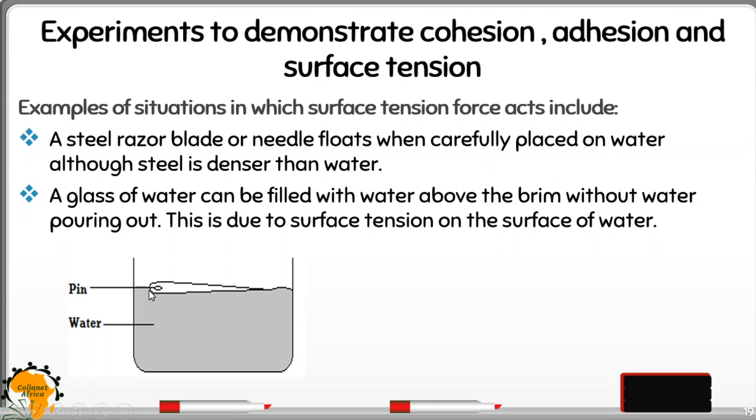As you place it carefully, you ensure that you don't break the surface, and therefore the surface of this liquid will behave like a skin. You will have a depression where you have the pin or the needle floating. Then in the second diagram, you have the tumbler or the glass. You are able to fill this when you put water carefully. All this is because of the surface tension.